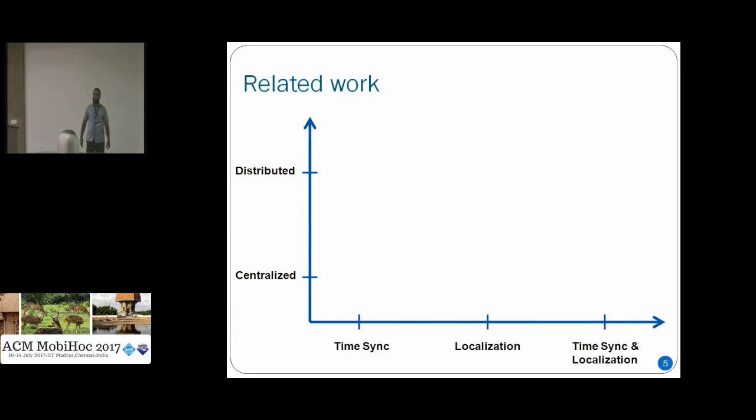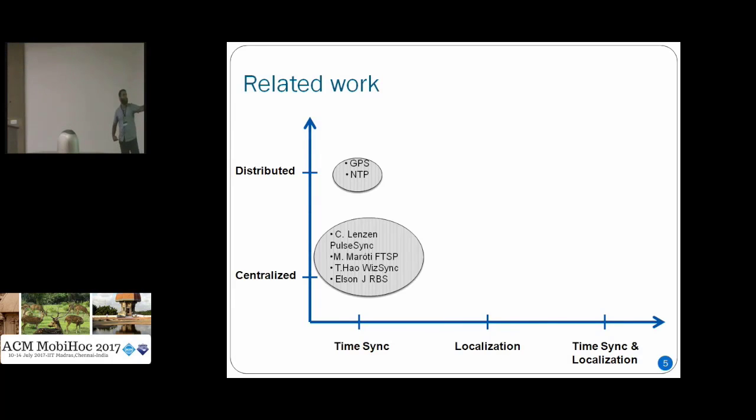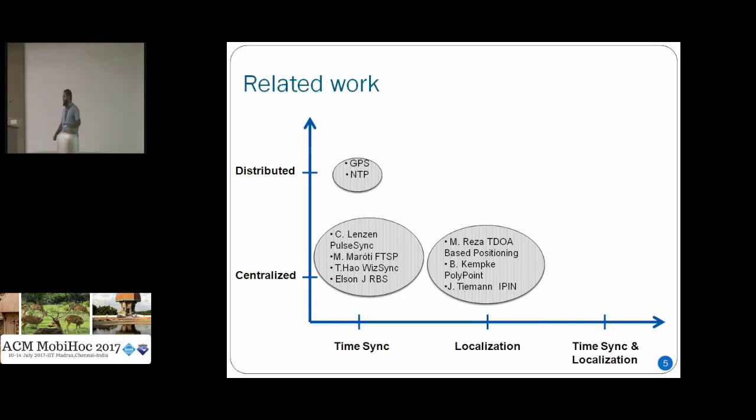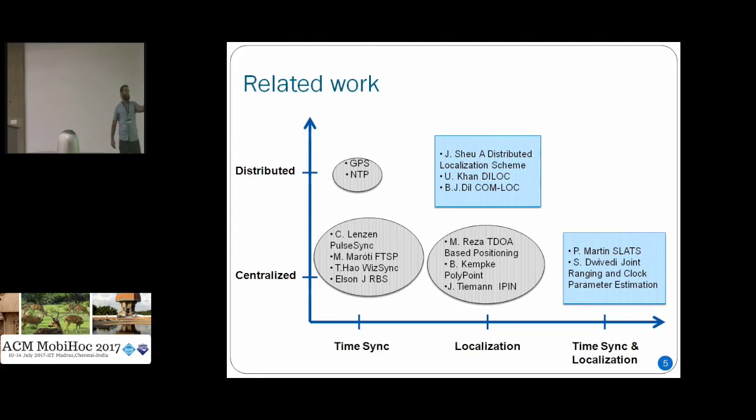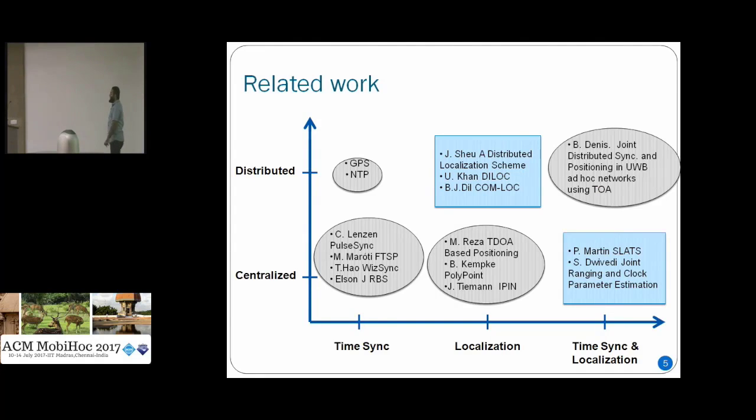Related work in this area can be summarized in this graph. For time synchronization, we will find some distributed work and some centralized work, like GDS, NTP, FTSP, and so on. For localization, you will find many centralized solutions, and also D-Lock and CONLOC as distributed solutions. Very close to our work is time sync and localization in a unified fashion. Here we find centralized solutions such as SLATS and joint ranging and clock parameter estimation. And finally, time synchronization and localization in a distributed fashion.